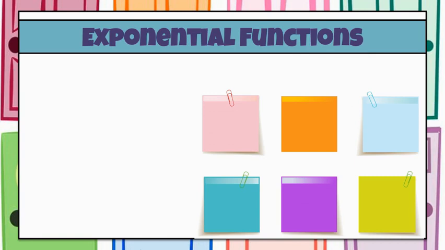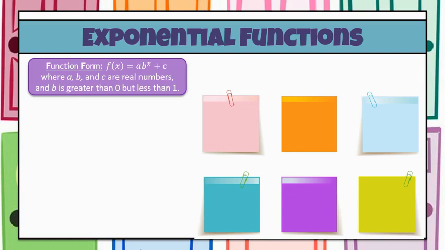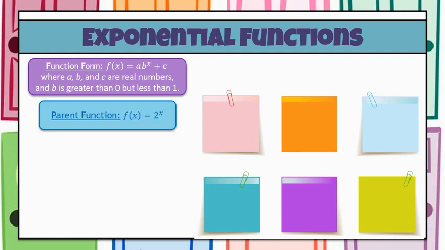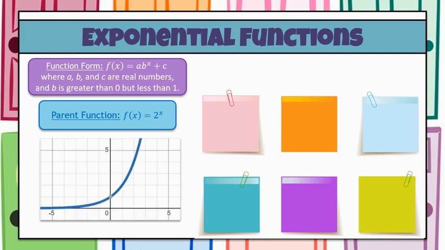Discrete are going to be all integers or a single value, and we'll talk about that a little bit later. So exponential functions are the second main type of functions that we're going to talk about. The function form is f of x is equal to a times b to the x plus c, where a, b, and c are real numbers, and b is greater than 0 but less than 1. The parent function is f of x is equal to 2 to the power of x.